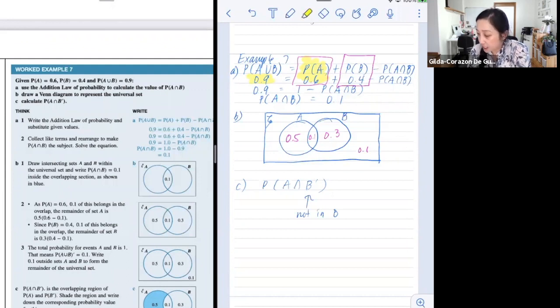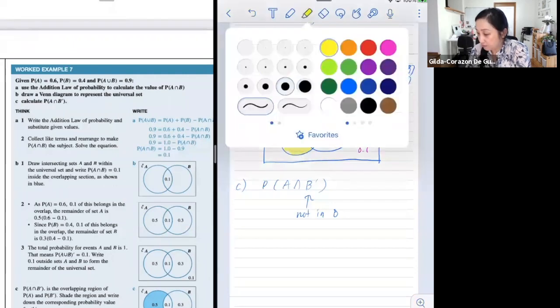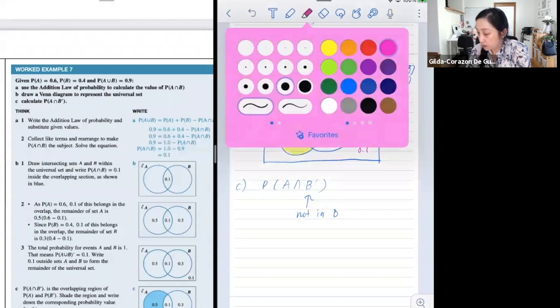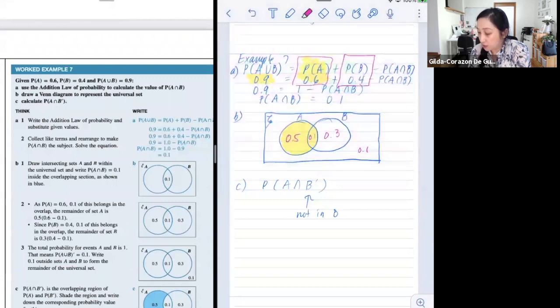So if we shade what is A, this is A, yeah? If we have the intersection of what's not B, let's pick that one. Not B would be everything that's outside B.